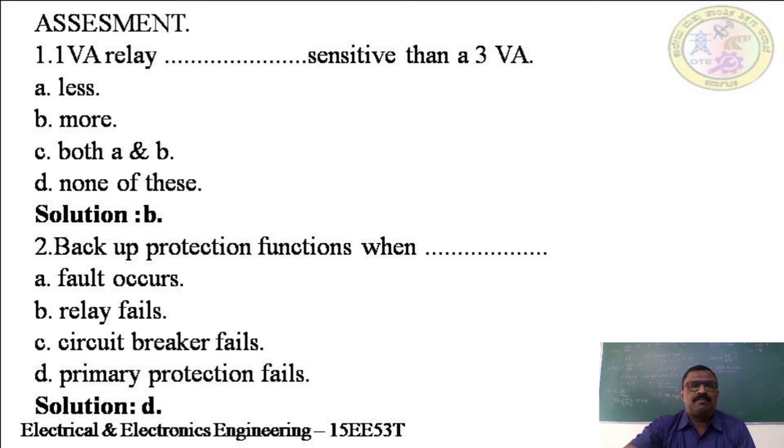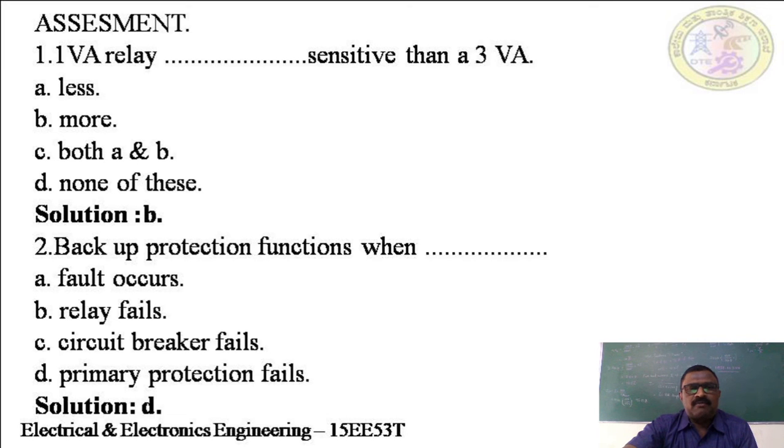So we will take some sample questions. Assessment number 1: a 1 VA relay is dash sensitive than a 3 VA relay. The options are A less, B more, C both A and B, D none of these. So the 1 VA relay is always more sensitive than the 3 VA relay. Therefore the solution for this is B.